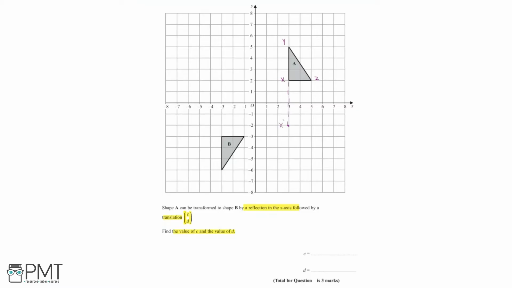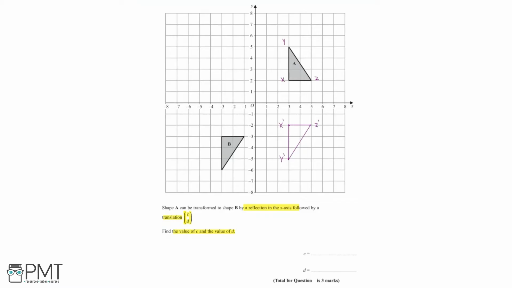Now for Y, to get to the x-axis, we need to go 1, 2, 3, 4, 5 squares down. And so we can go 5 squares on the other side of the x-axis, and so the new point Y will be over here. And finally for point Z, we want to go 2 spaces down, and so we can do 2 spaces on the other side of the x-axis, and Z will be over here. Now we can remove our construction lines and join the 3 new points together.